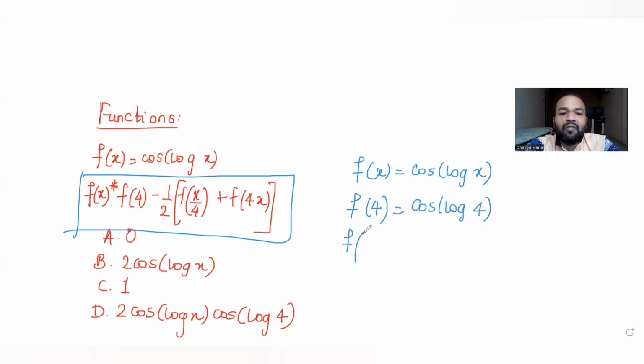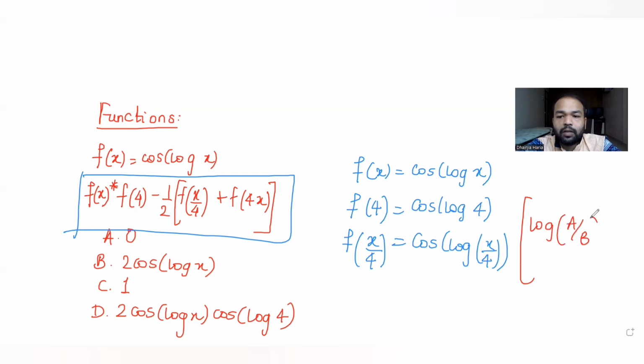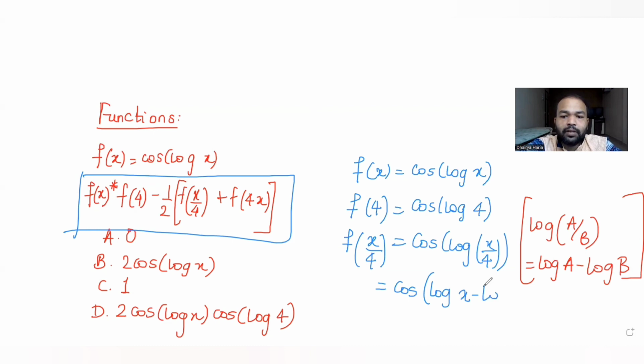Further, we have been told f of x by 4. Now, instead of x, I'm going to put x by 4. So it becomes cos of log x by 4. Now we know already one idea that says log of a by b is nothing but log a minus log b, right? So I can write this entire expression as cos of log x minus log 4.